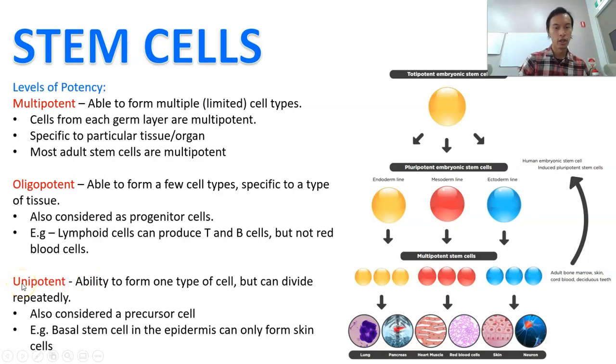After oligopotent, you have unipotent. Uni meaning singular, which means they can only turn into one type of cell, right? The unipotent stem cells are often considered precursor cells because they can only turn into that one type of cell, right? A good example is the basal stem cells that I talked about earlier, which can only become skin cells and not other things in the skin, like the nerve, for example.